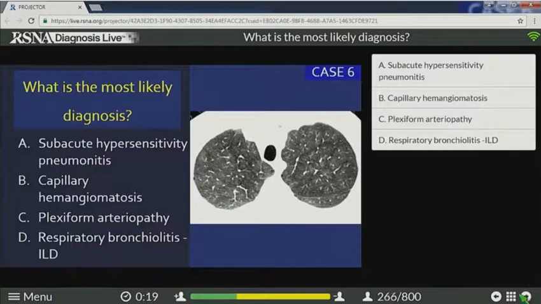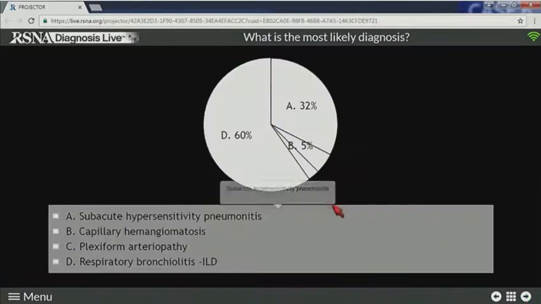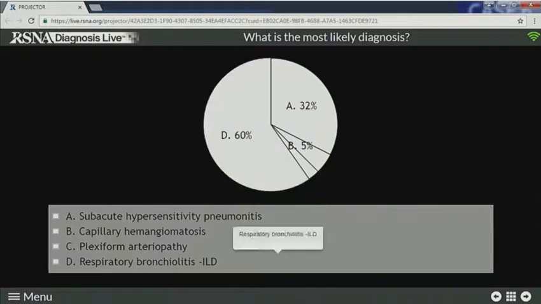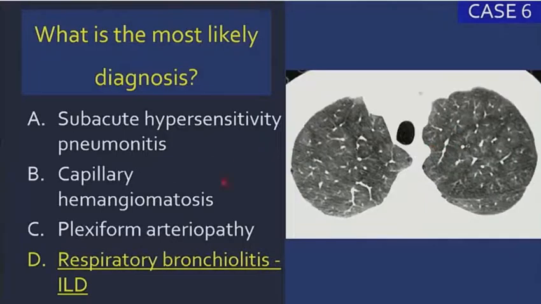Give a few more seconds here. Okay, about 5 more seconds. Okay, let's see what people thought here. So most people thought it was D, respiratory bronchiolitis interstitial lung disease. That's great. That's the correct answer.